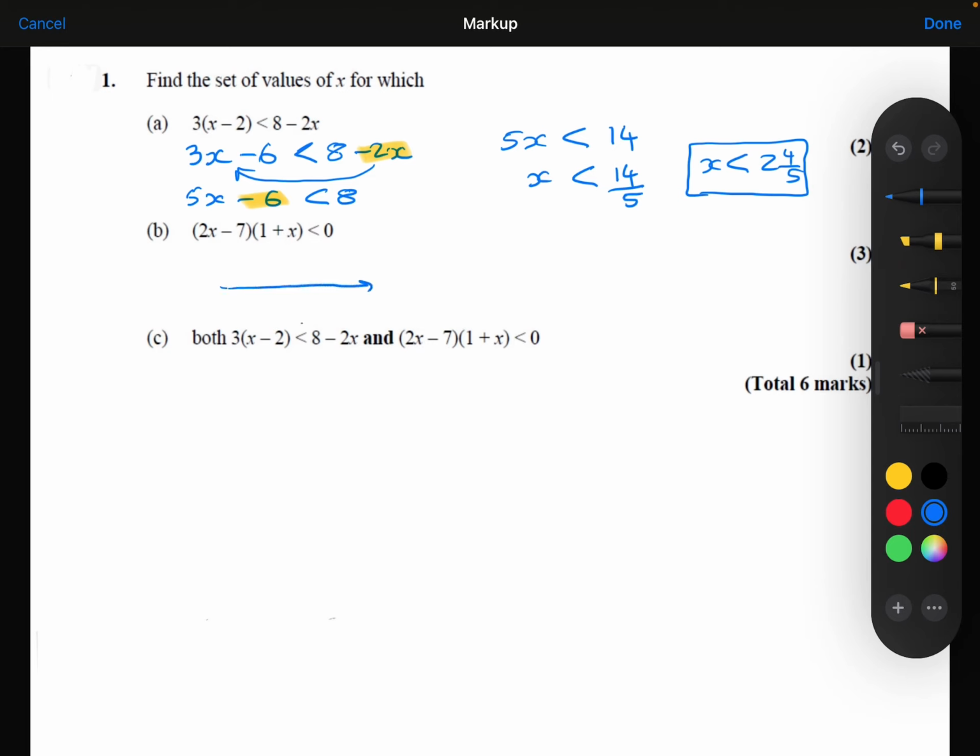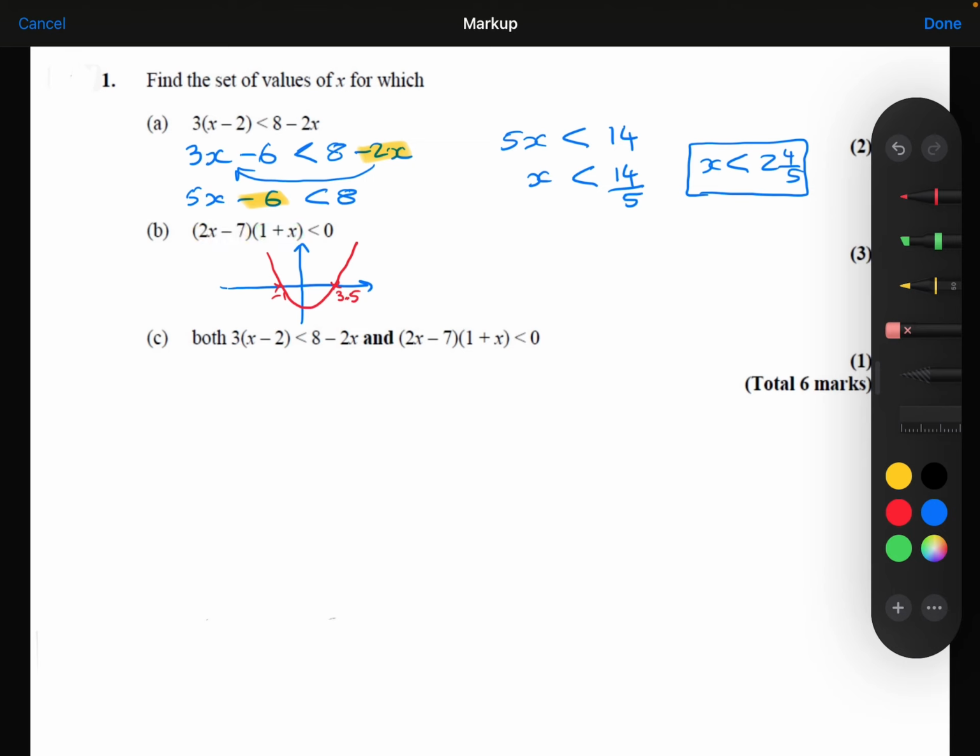So here's my sketch. Now, because it's in factored form, this is telling me that one of the roots is at 7 over 2, or 3.5. So let's mark that on roughly here. And then this is telling me that the other root is at minus 1. So my quadratic looks something like this.